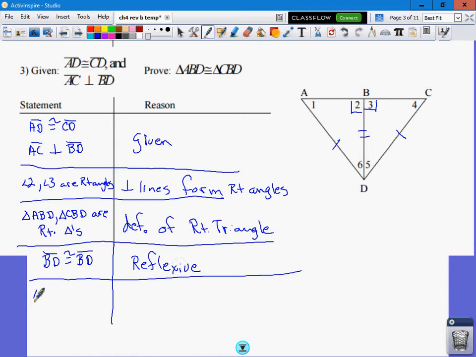If I look at my picture then, I know that triangle ABD is congruent to triangle CBD by hypotenuse. This is the hypotenuse. This is also hypotenuse across from the right angle. And this side would be the leg. So I can prove these two congruent by hypotenuse leg. Remember, this is not the only method that I could have used for this triangle. There are other things that I could have done. This is just one method.